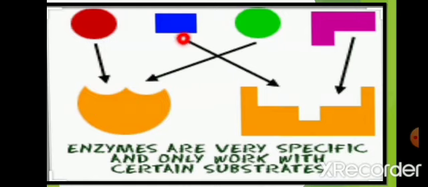Same is the case here. This substrate will bind with this specific enzyme. This substrate will bind with the enzyme which has the same shape, same active site. Active site is the site where the substrates bind.